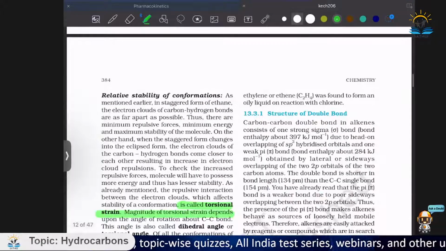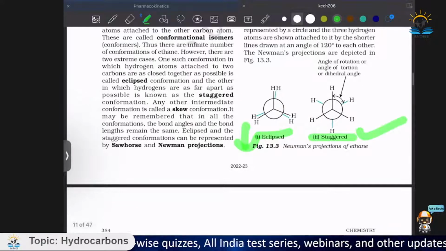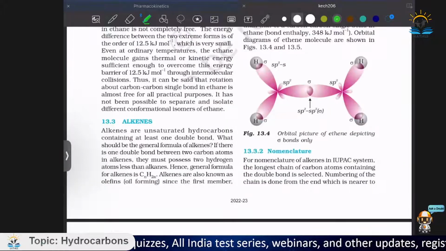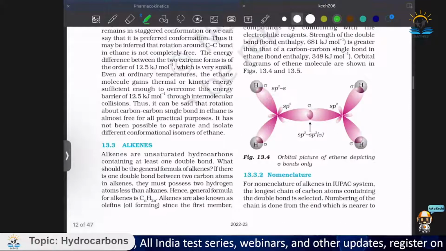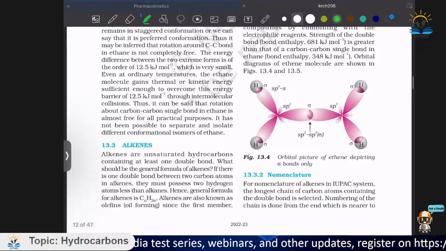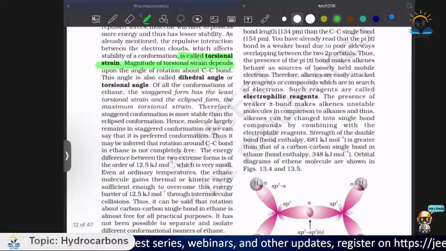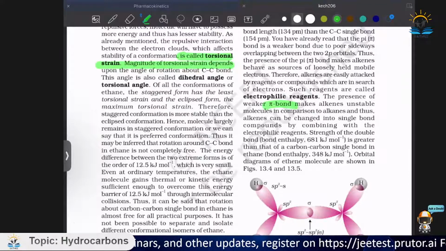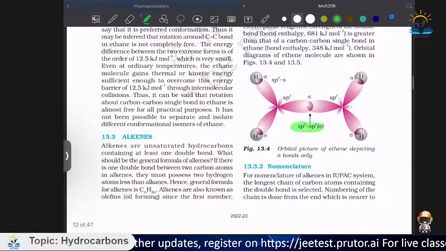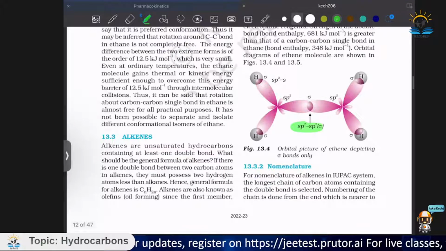What are alkenes? They possess double bonds. Let's see hybridization and all. They have a pi bond. Hybridization is sp2. The sigma bond is an sp2 sigma. There is also IUPAC naming. Suffix is "ene" instead of "ane".